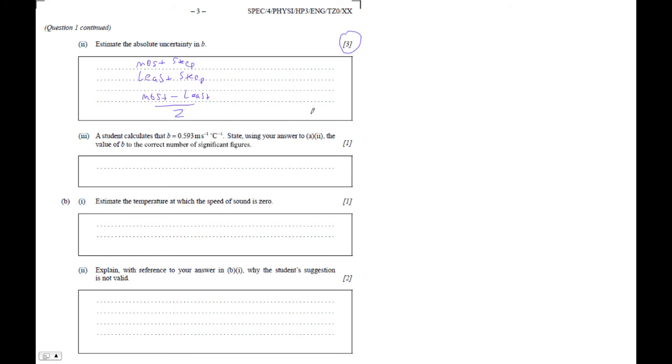And then it says a student calculates that B is actually 0.593 times 10 to the minus meters per second per degree Celsius. So state your answer to A using the value of B to the correct number of sig figs. So round this to 1 sig fig. Okay, round that to 1 sig fig, and then round this to the place.